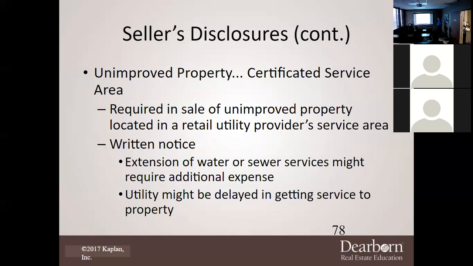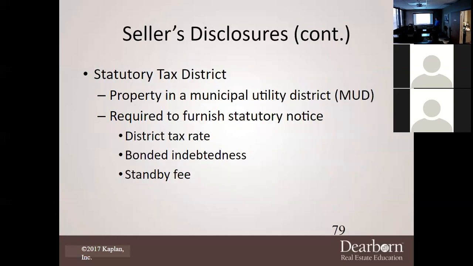If it is unimproved property, there is a certified service area notice, which is required in the sale of unimproved property that's located in a retail utility provider service area. There is a written notice that the extension of water or sewer services might require additional expense. The utility might be delayed in getting service to those properties.